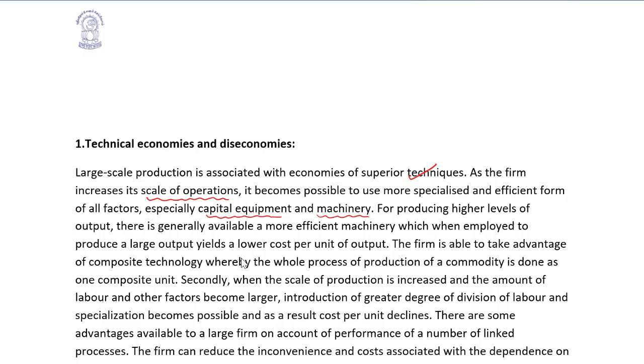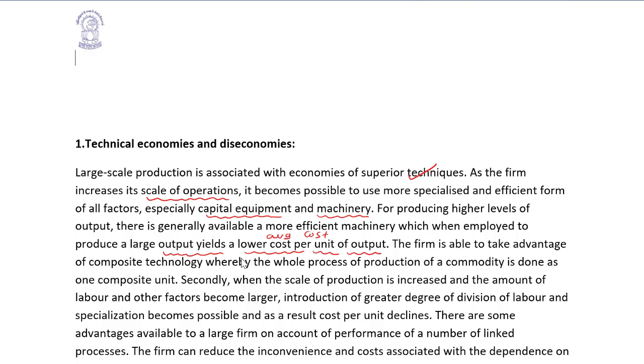For producing higher levels of output, there is generally available a more efficient machinery which, when employed to produce a larger output, yields a lower cost per unit of output. The output is more and the per unit average cost of output will be low. The firm is able to take advantage of composite technology, whereby the whole process of production of a commodity is done as one composite.